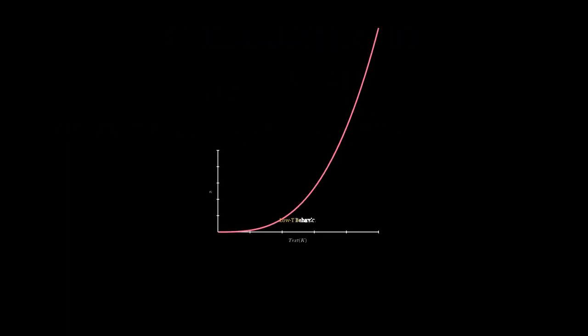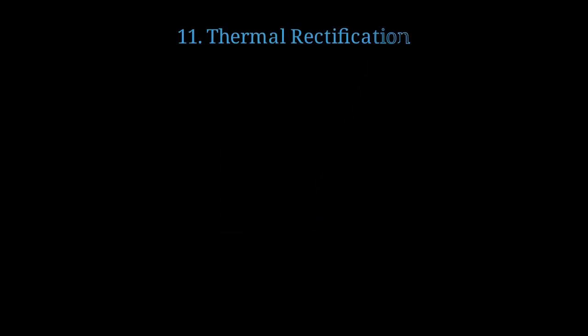This graph shows the T cubed temperature dependence of thermal conductivity at low temperatures, a signature quantum effect. Asymmetric nanostructures can create thermal diodes where heat flows preferentially in one direction. A graded nanostructure acts as a thermal diode, conducting heat well in one direction but poorly in the reverse direction.